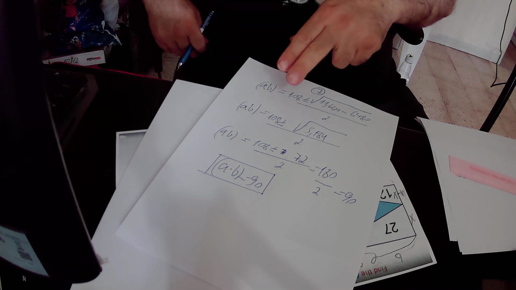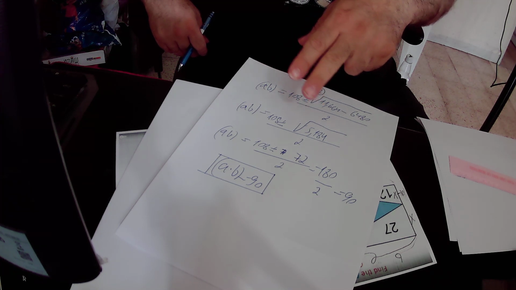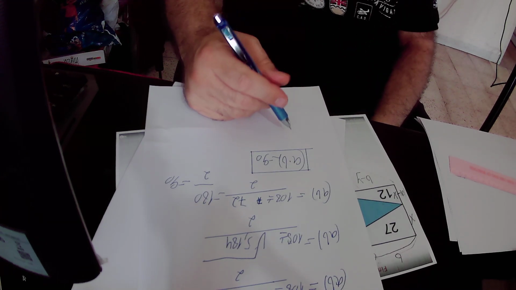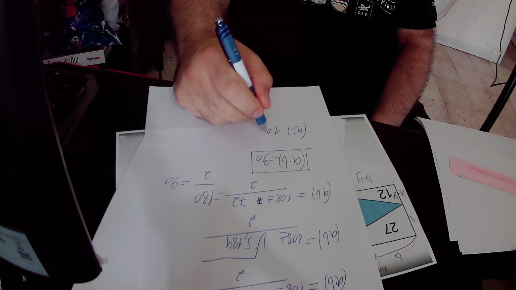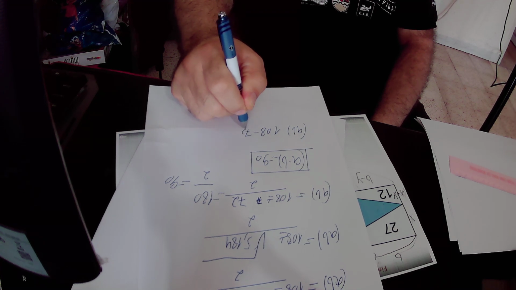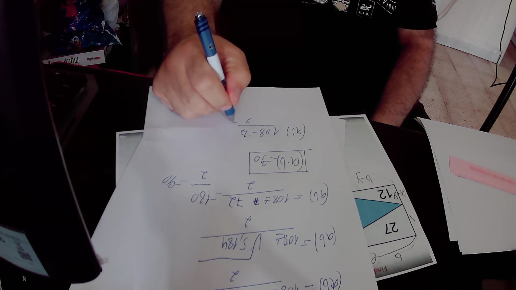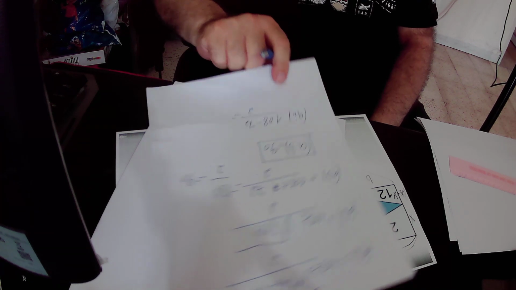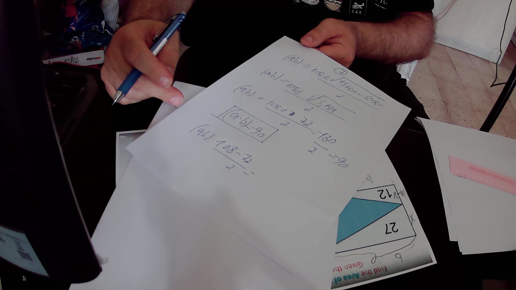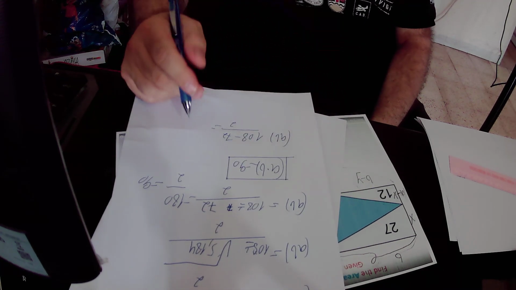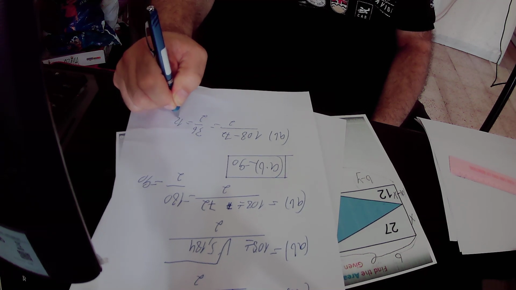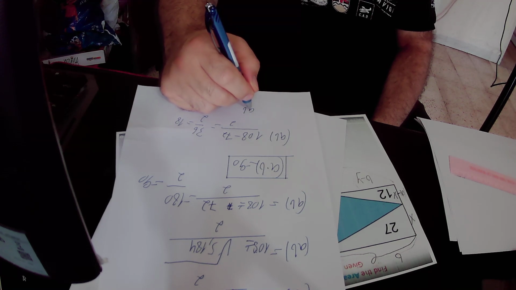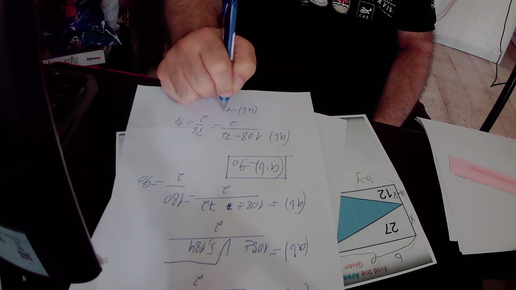The second solution will be 108 minus 72 divided by 2. So AB also equals 108 minus 72 divided by 2. 108 minus 72 is 36, and 36 divided by 2 equals 18. So A times B equals 18.